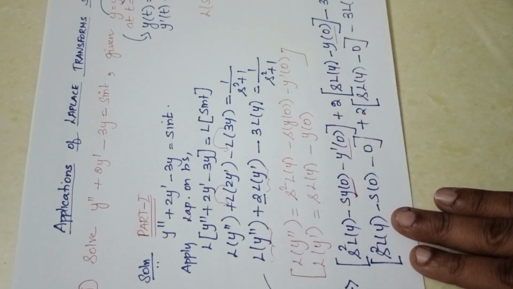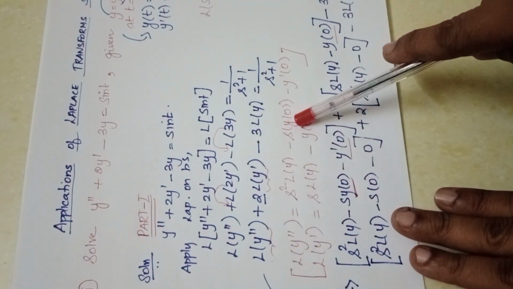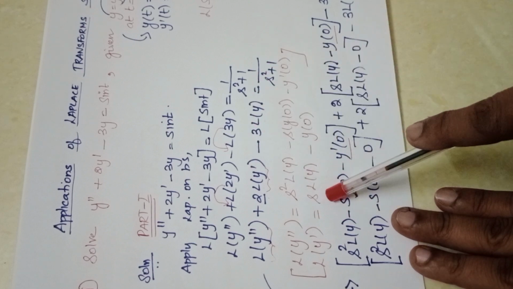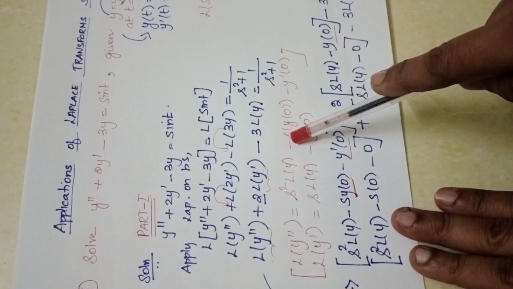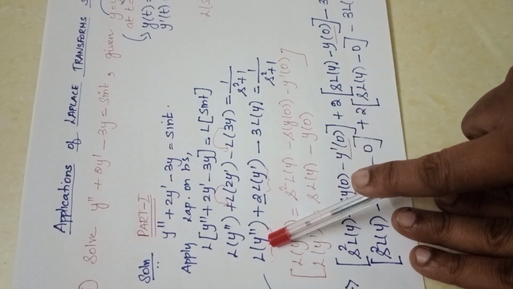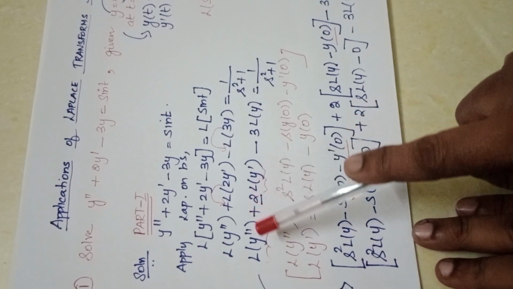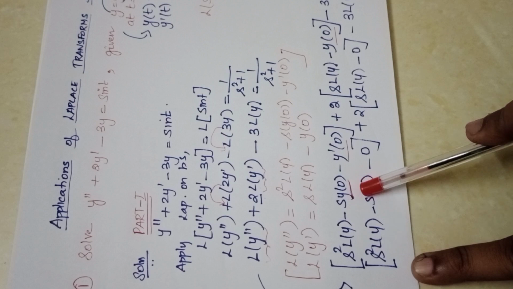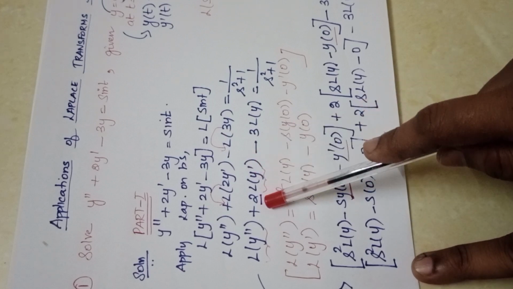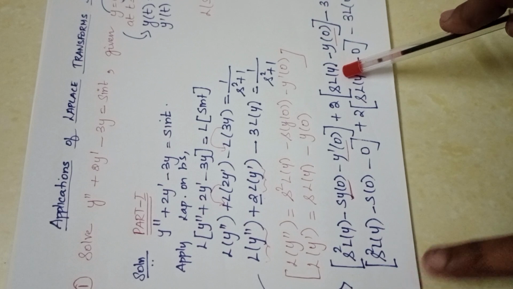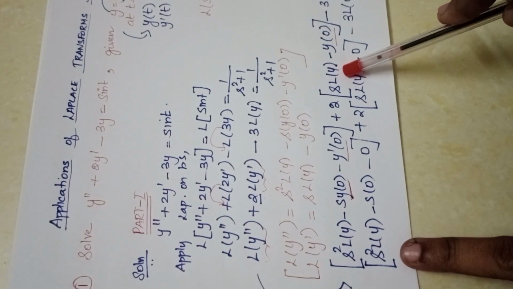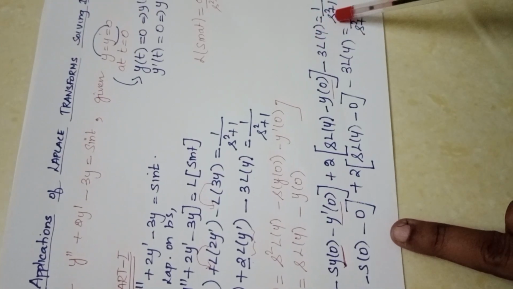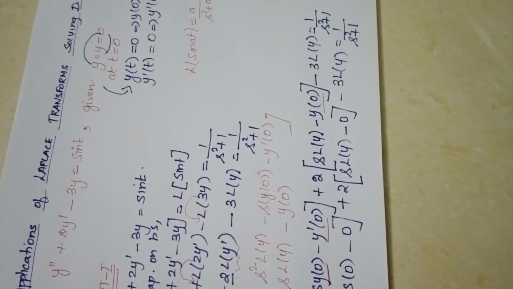So the L of y double dash formula is s square L of y minus s y of 0 minus y dash of 0. The L of y dash formula is s L of y minus y of 0. So this is going to be substituted in the place of L of y double dash and L of y dash. So when we substitute L of y double dash in this place, we get s square L of y minus s y of 0 minus y dash of 0, plus 2 of L of y dash, substitution is giving us s L of y minus y of 0, minus 3 L of y equal to 1 by s square plus 1.